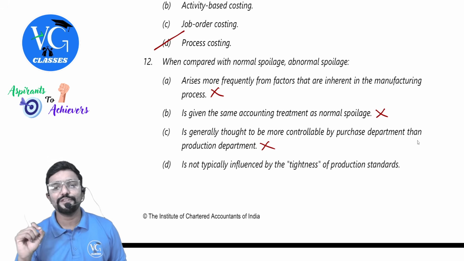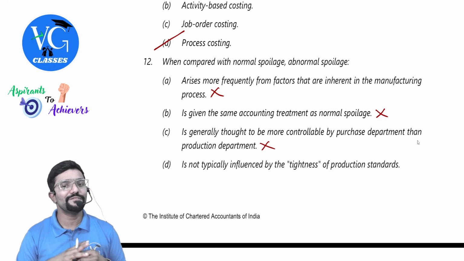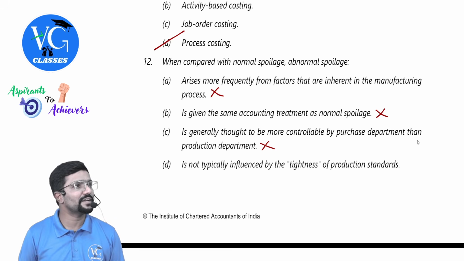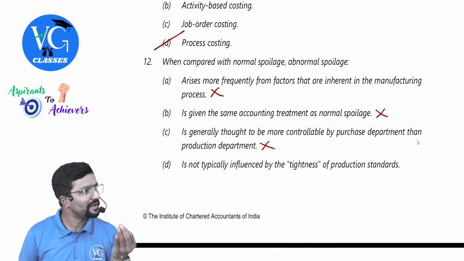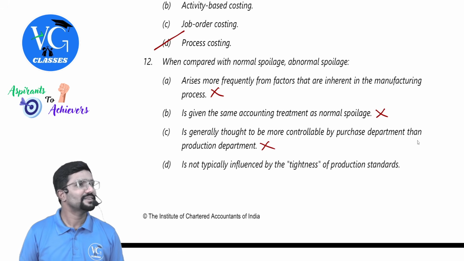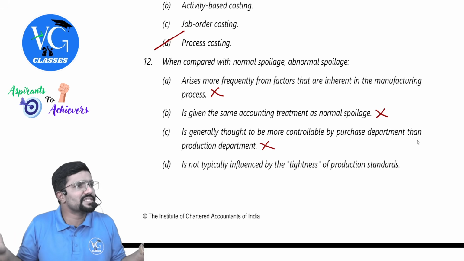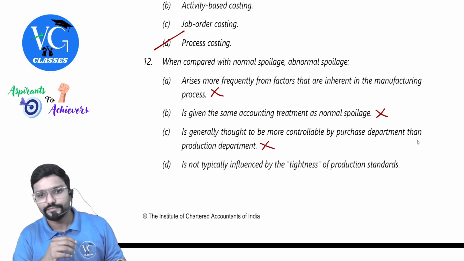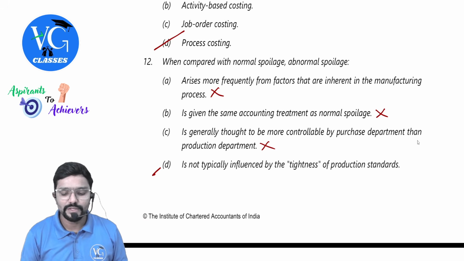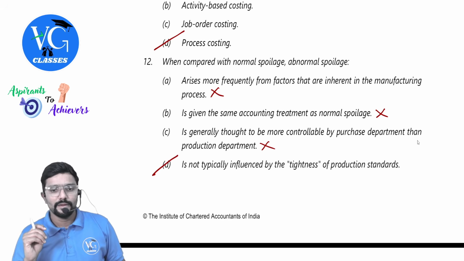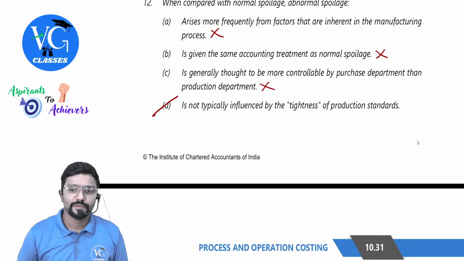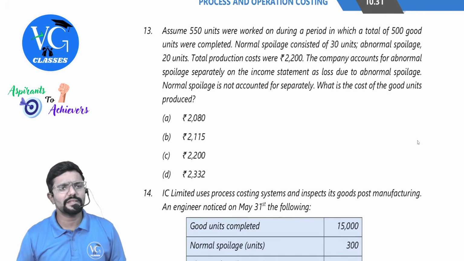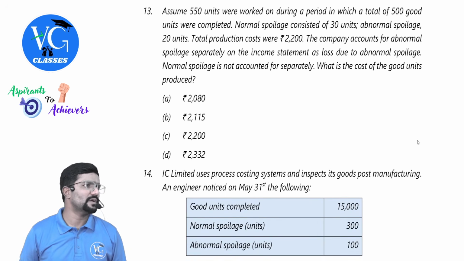Is not typically influenced by tightness of production standards. Sir, if I tighten the production standard, will my abnormal loss come down? Yes, it will come down. Correct. It means if I make sure that in production there is no more loss, then I can try to reduce it. So if you tighten up the production standard, then actually you can avoid the abnormal loss, or at least you can reduce it.